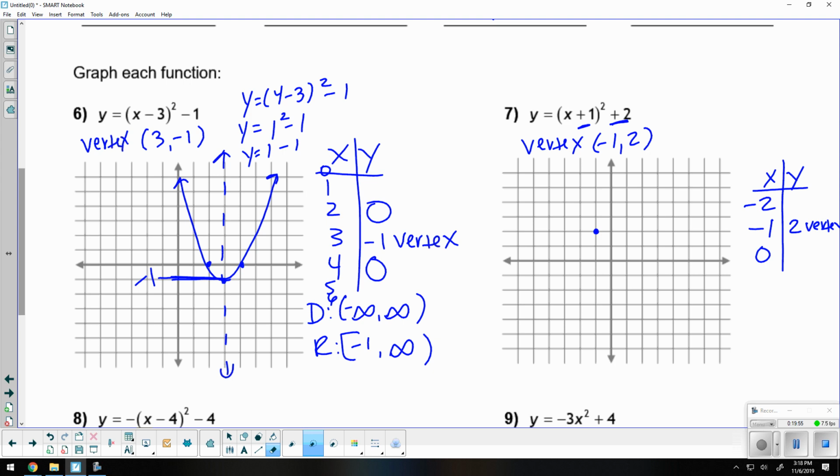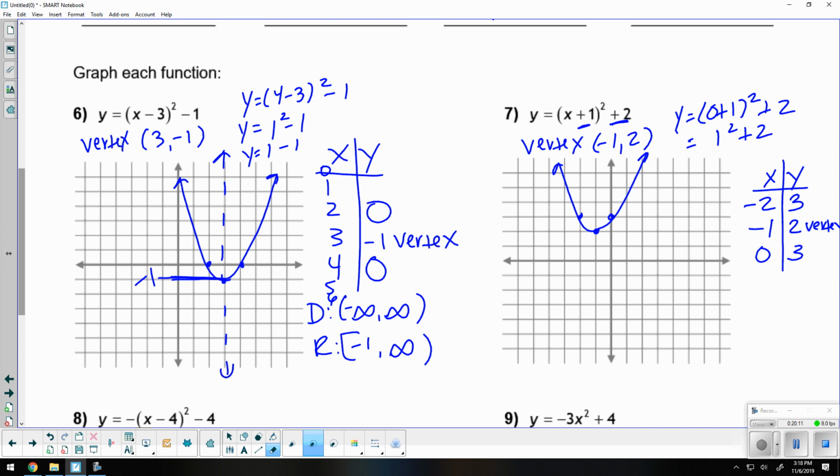Okay, so if I plug in 0 for x, the y is going to be 0 plus 1 squared plus 2. So that would be 1 squared plus 2. So that's just 1 plus 2, and you should get 3 on both sides. So we get 0, 3. We get negative 2, 3.